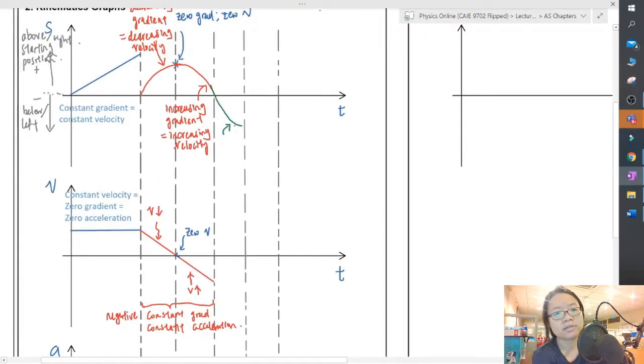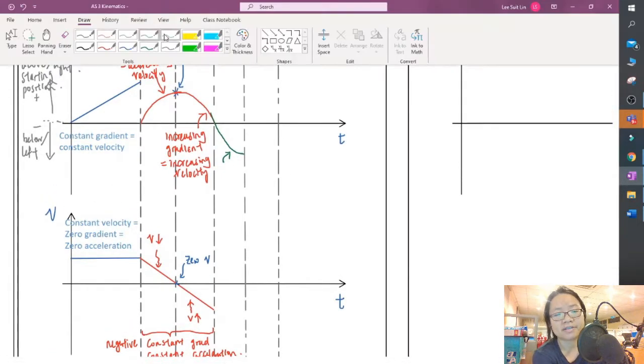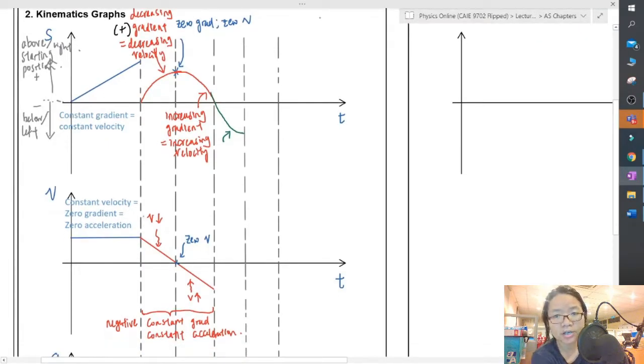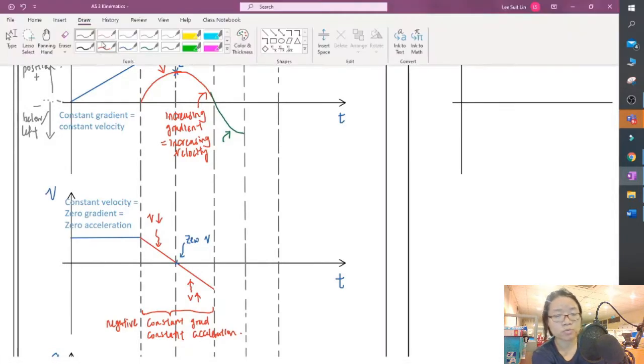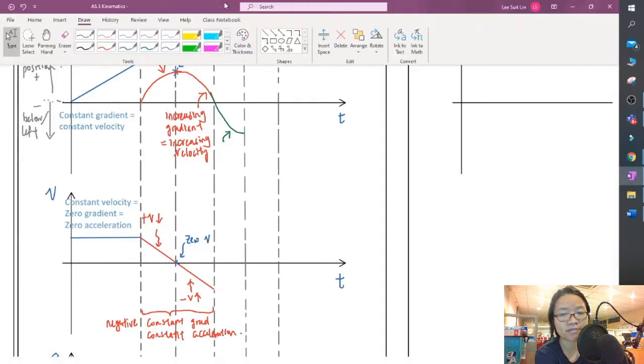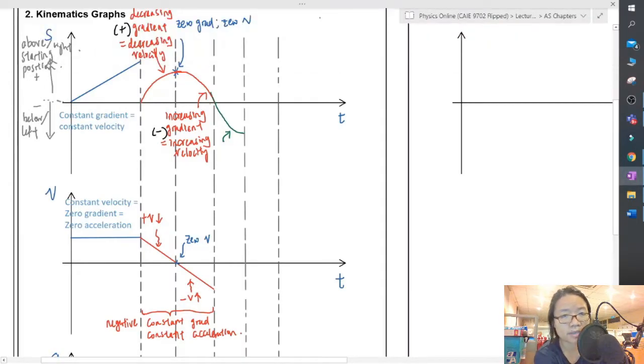So you can see at this first green part that I drew, you have a decreasing gradient because it's getting less and less steep. But this gradient is negative. If you don't know whether the gradient is negative or not, you can look at the trend: the slant is downwards. That's why this is negative. Or you can ask me in person.